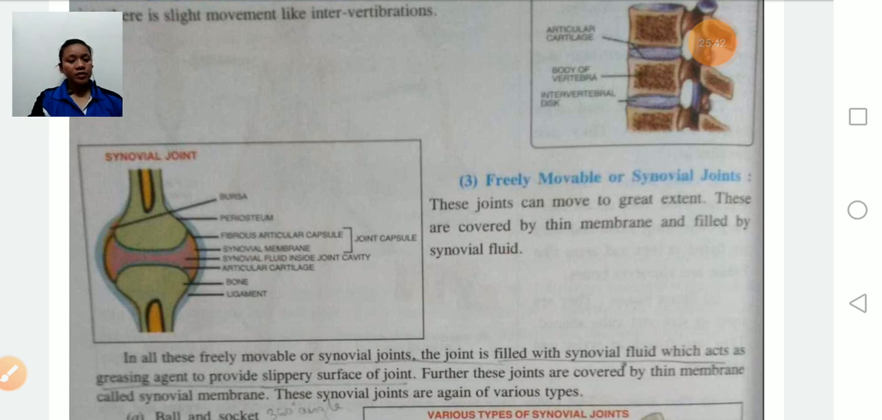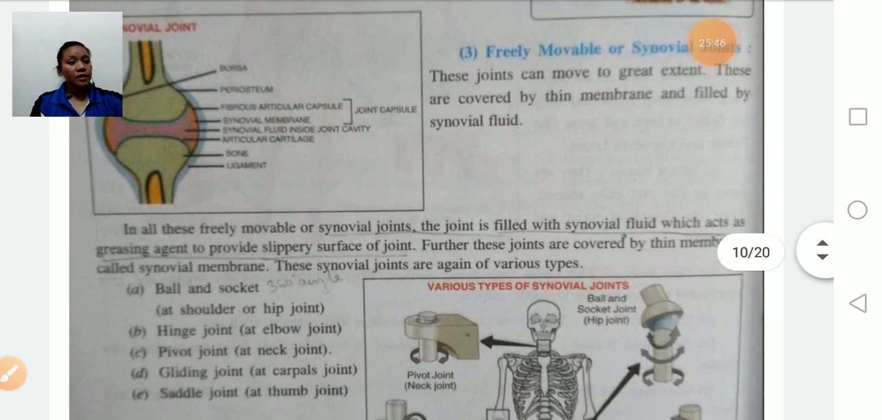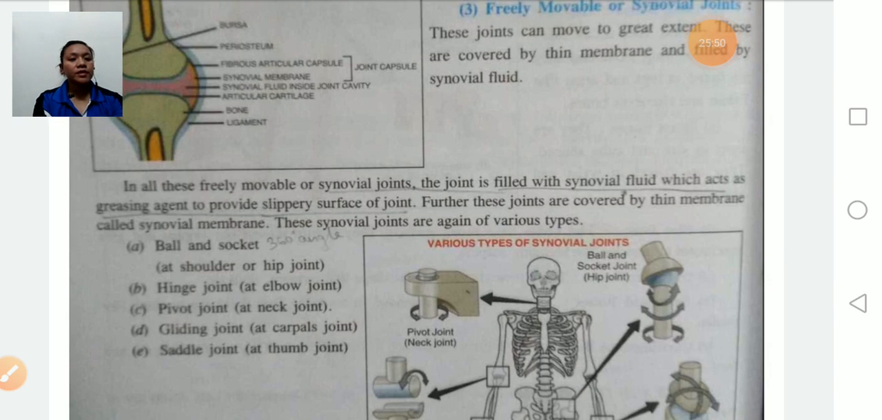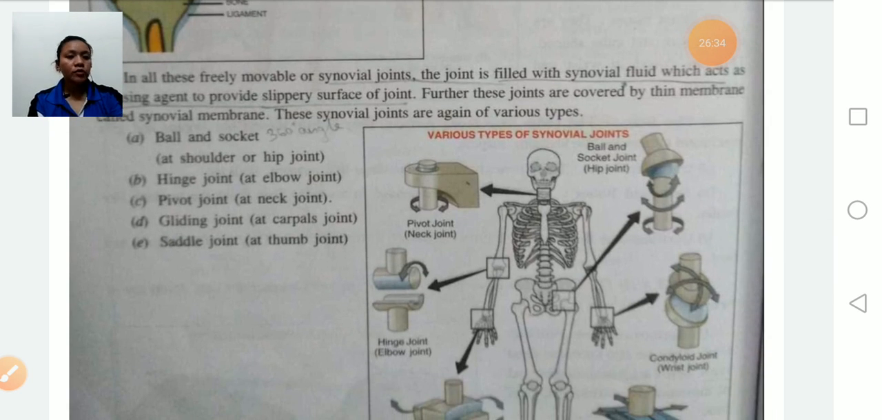In all freely movable or synovial joints, the joint is filled with synovial fluid. Synovial fluid is a liquid, just like oil. It acts as a greasing agent to provide a slippery surface to the joint. These joints are covered by thin membranes called synovial membranes, and there are six types of joint: ball and socket joint, hinge joint, pivot joint, gliding joint, saddle joint, and condyloid joint.